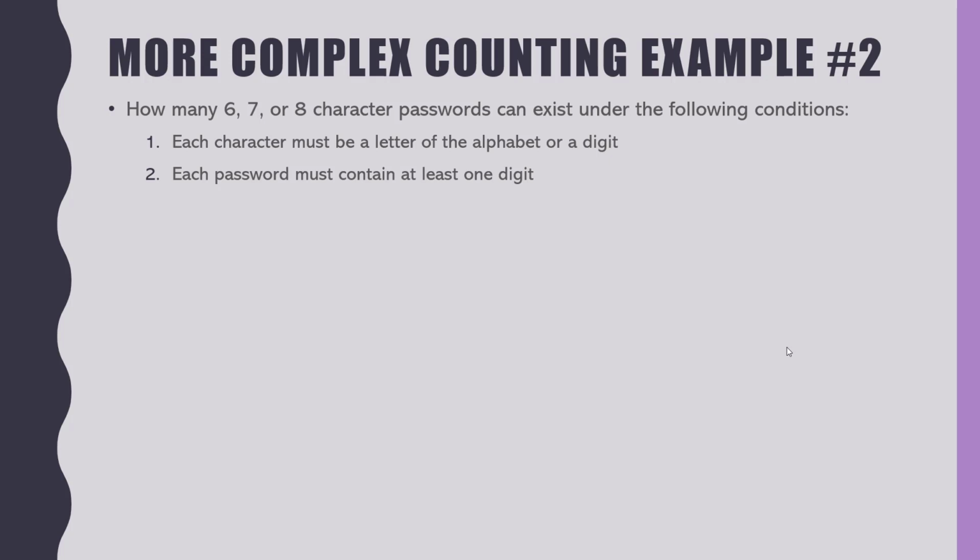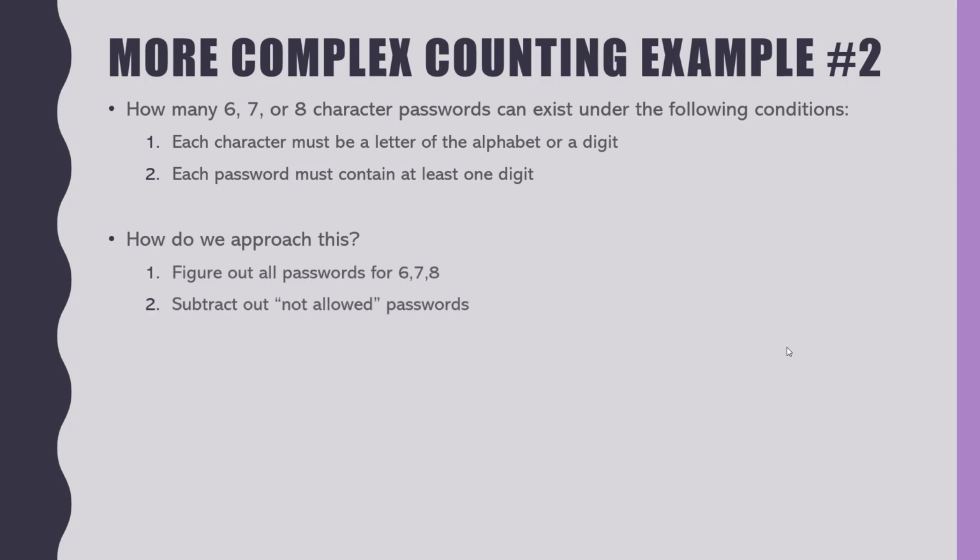There are three different ways we can do it. We're going to add up however many 6-character passwords there are, how many 7-character ones, and however many 8-character ones there are. We're going to add those together. So we just need to figure out what those numbers are. What's the 6, what's the 7, what's the 8? That's a good starting point. Figure out all the 6s, 7s, and 8s, and then we're going to subtract out the ones that are not allowed.